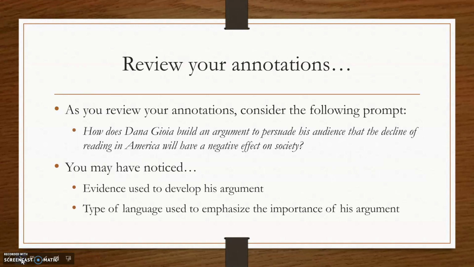So I'd like you to review your annotations. As you review, consider the following prompt. How does Dana Gioia build an argument to persuade his audience that the decline of reading in America will have a negative effect on society? So review your notes and think about the ways that he builds this persuasive argument.